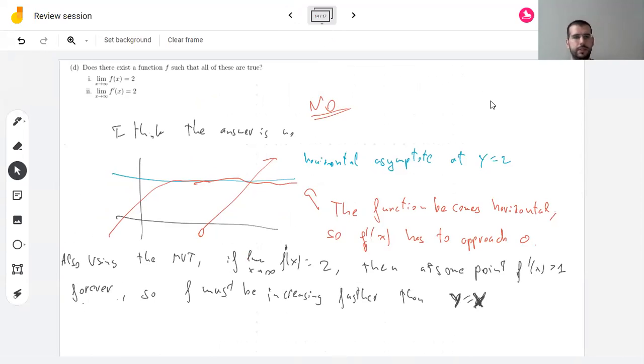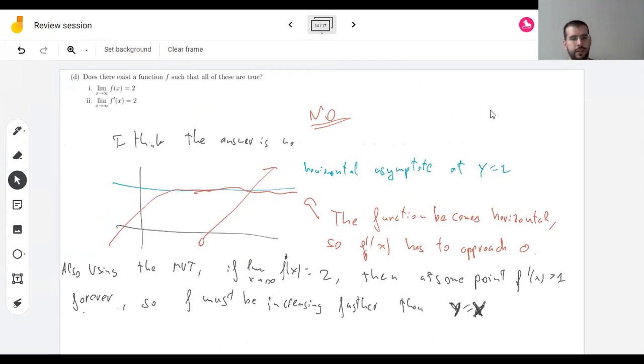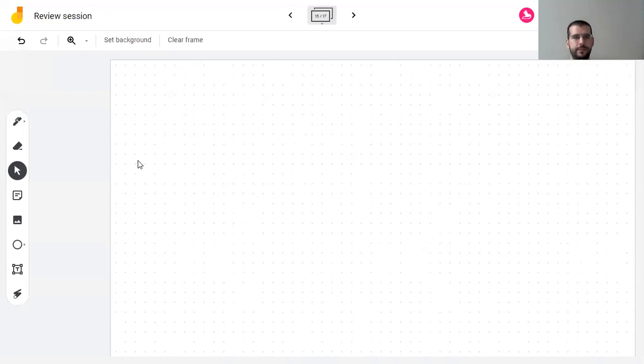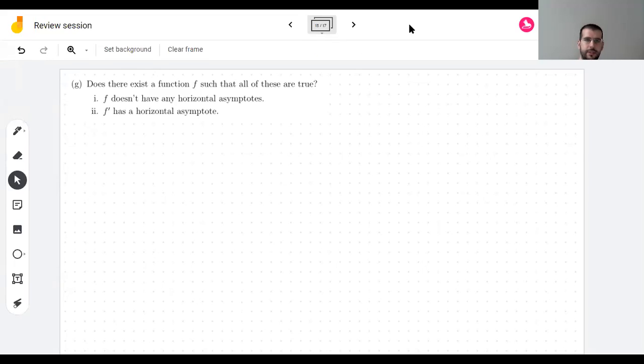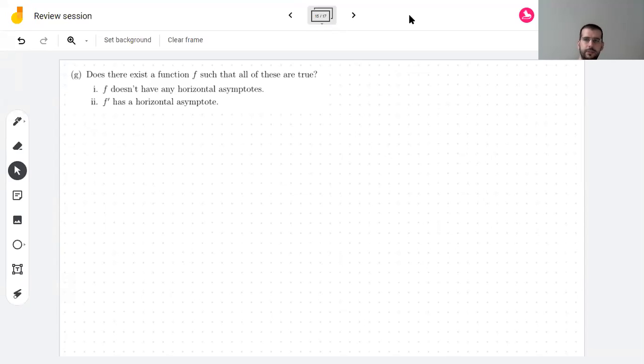In the meantime, I'm going to look up Dustin's question 9G. All right. So Dustin said, is there a function with these properties? No horizontal asymptotes, but the derivative has one.